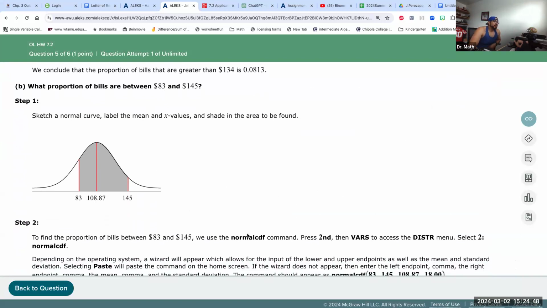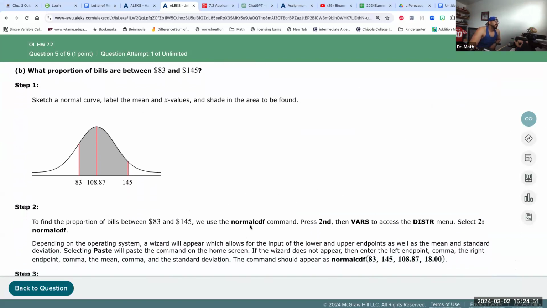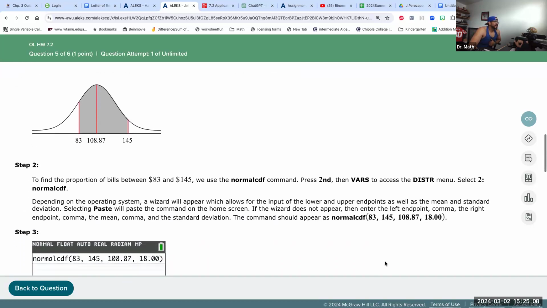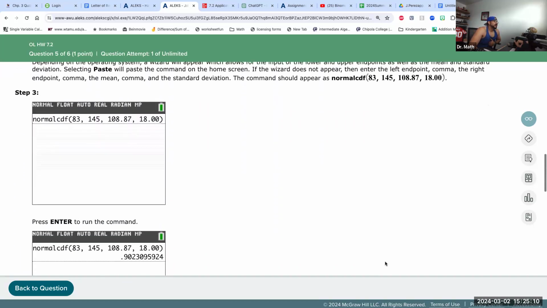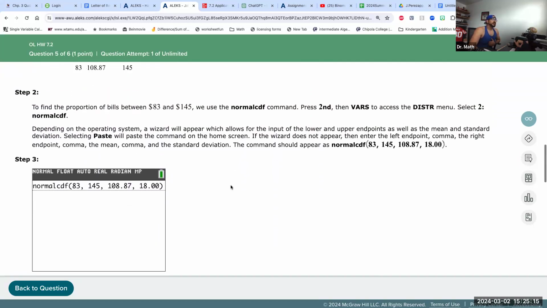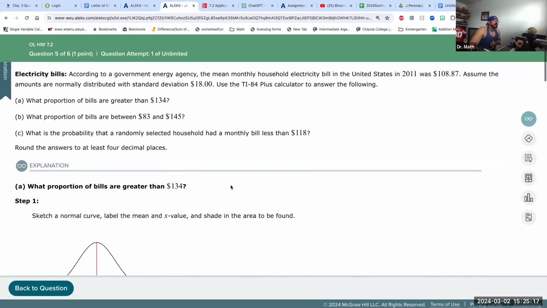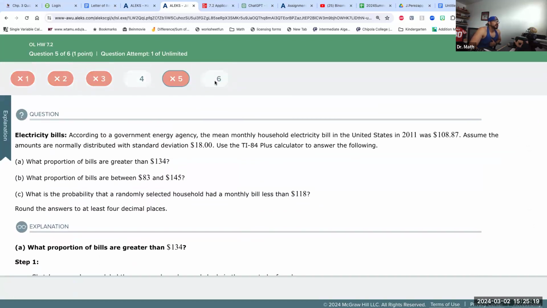So when you're using normal CDF, the only thing that's going to change is now you have your lower bound and your upper bound. And so notice down here, the program, that's what they have here. The 83 is where you start shading. The 145 is where you stop shading, all right? And it's the same exact process, and you get 0.923. All right, so again, I just didn't want you guys to feel confused on any of these.